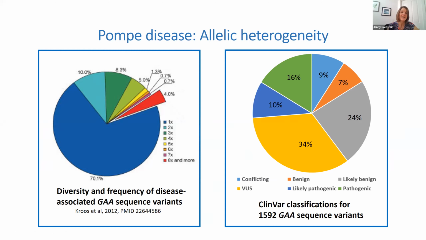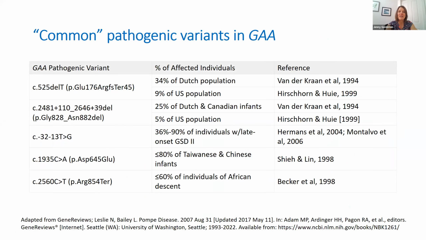So part of the goal of our expert panel was to try some of these as well, if we can. So as I mentioned, there are some so-called common pathogenic variants in GAA that are very well known and known to be disease-causing. And I'm showing these here. And of course, these tend to have different frequencies in different populations. So just good to keep these in mind as well.